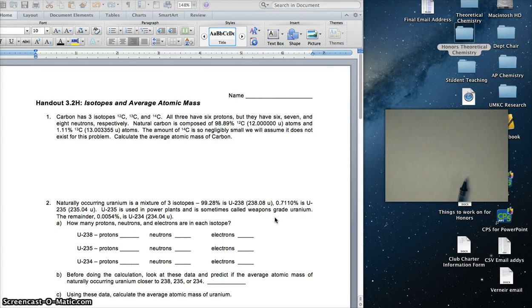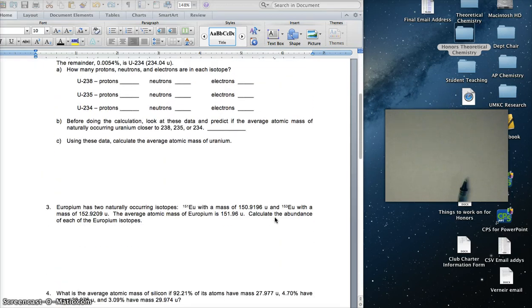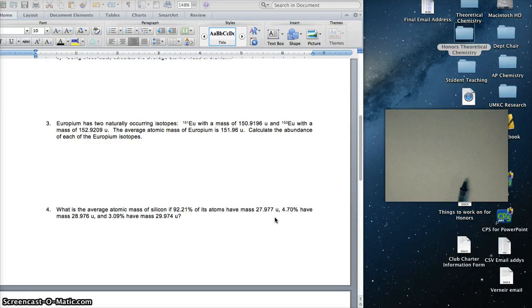Now today we're going to look at a slightly different type of problem. On our handout 3.2, go ahead and take a look at number 3 for me. Number 3 says europium has two naturally occurring isotopes, Eu-151 with a mass of 150.9196 u, and europium-153 with a mass of 152.9209 u. And then it tells us that the average atomic mass, the actual average of europium, of all these naturally occurring isotopes, is 151.96 u. And here's our question. Calculate the abundance of each of the europium isotopes.